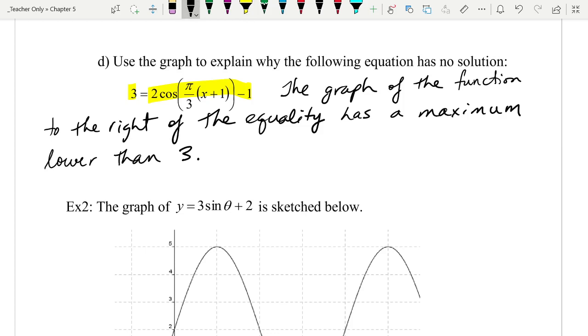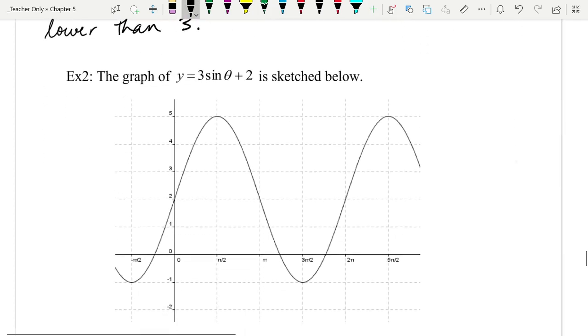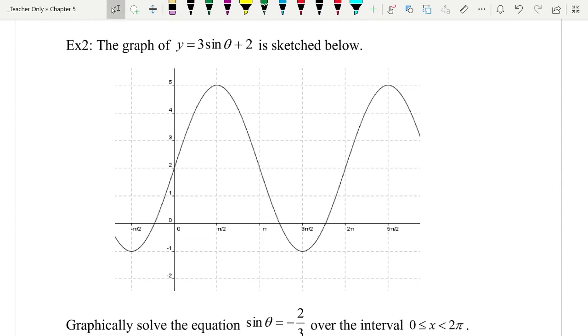All right. Here's one where we start by giving you the equation, kind of like the second part of 5.2. The equation y equals 3 sine theta plus 2 is graphed below. Graphically solve the equation sine theta equals -2/3. Okay, so let's see.